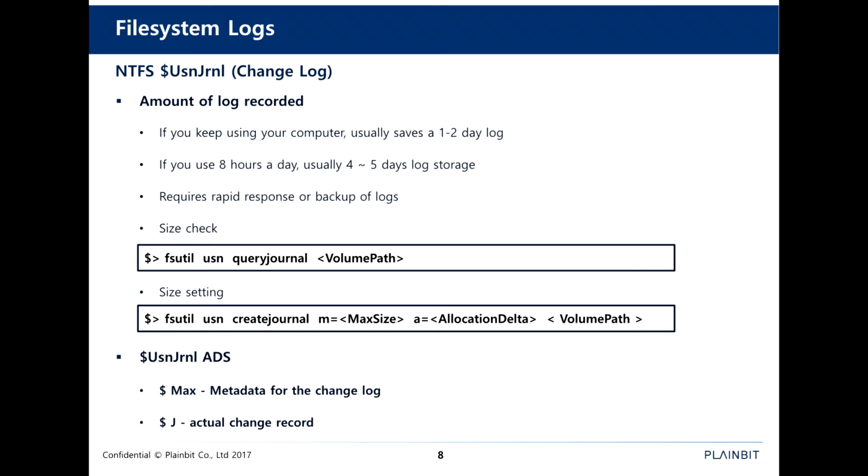The $UsnJrnl log file stores logs for 1 to 2 days when the computer is used for 24 hours, and logs about 4 to 5 days when it is used for about 8 hours. Like $LogFile, the $UsnJrnl file can also be configured with the fsutil command. The $UsnJrnl file consists of two streams, $Max and $J. The contents of the actual log can be found in $J.